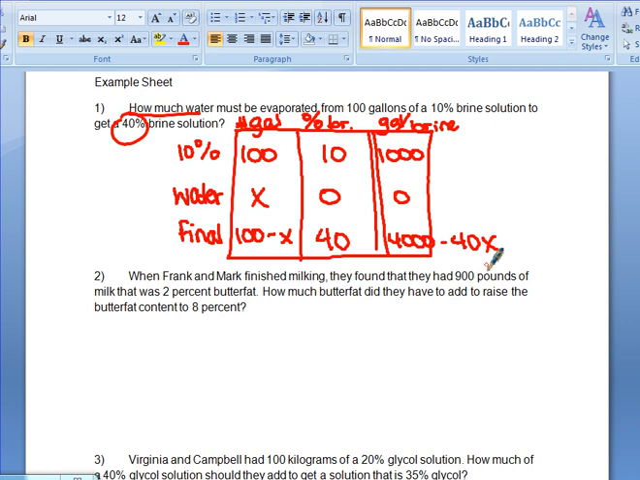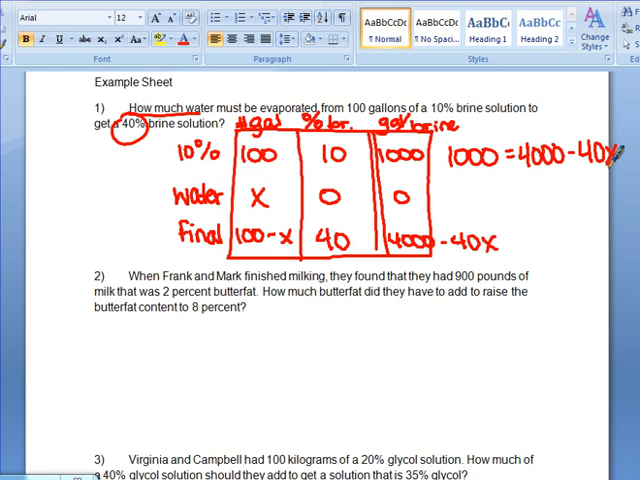All right, so our equation is going to be what is in our total column here. Because we only have one variable, we only need one equation to solve. So our equation is going to be 1,000, and that's going to be equal to, because we're taking away 0, so we don't need to show that, 400,000 minus 40x. Now we're just solving for our x, our amount of water.